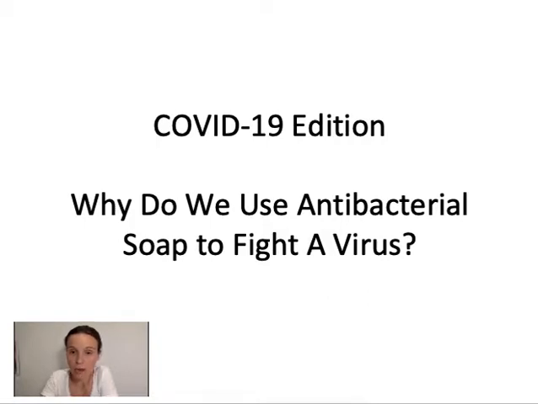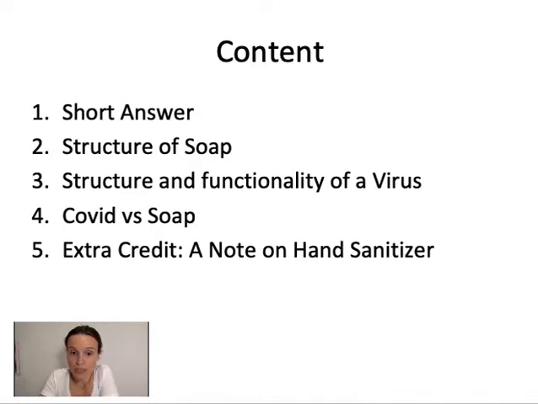So what we're going to talk about today is why we use antibacterial soap to fight a virus. The content for this lesson is broken up into 5 sections. First, we're going to go over a short answer to that question. Second, we're going to go a little bit more in depth and talk about the structure of soap, the structure and functionality of a virus, what happens when COVID and soap meet each other, and then for extra credit, give a little note on hand sanitizer.